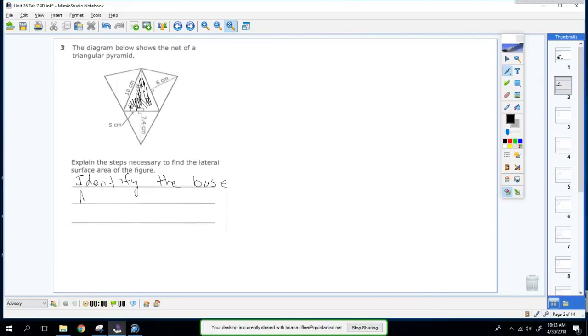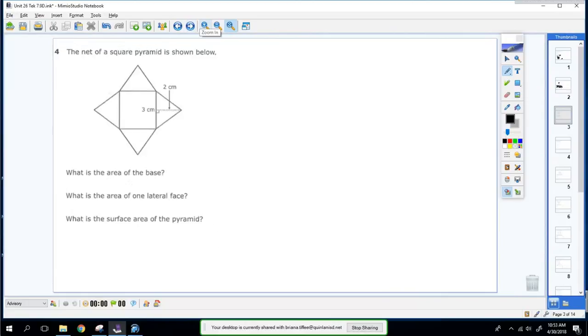So next, find the area of the lateral faces and add them up. That's it.